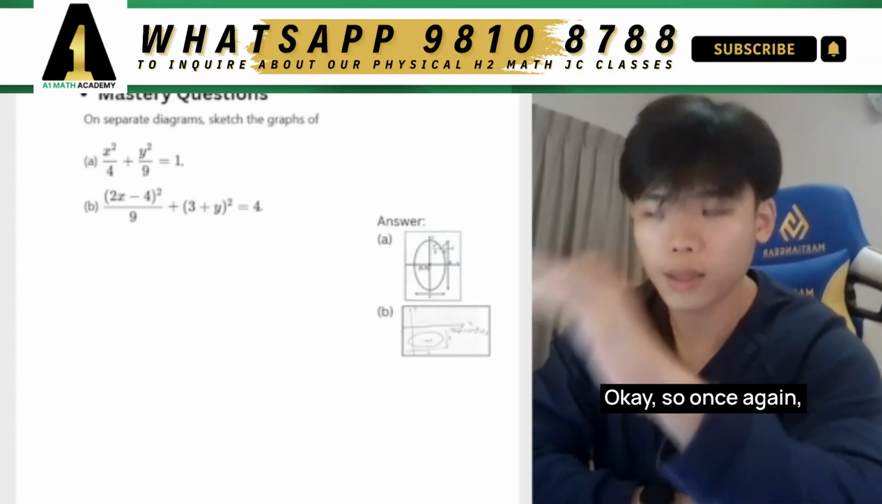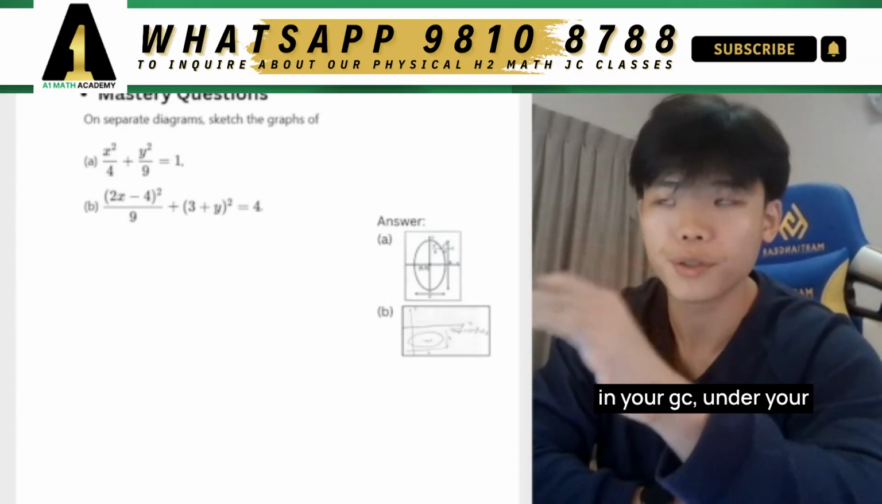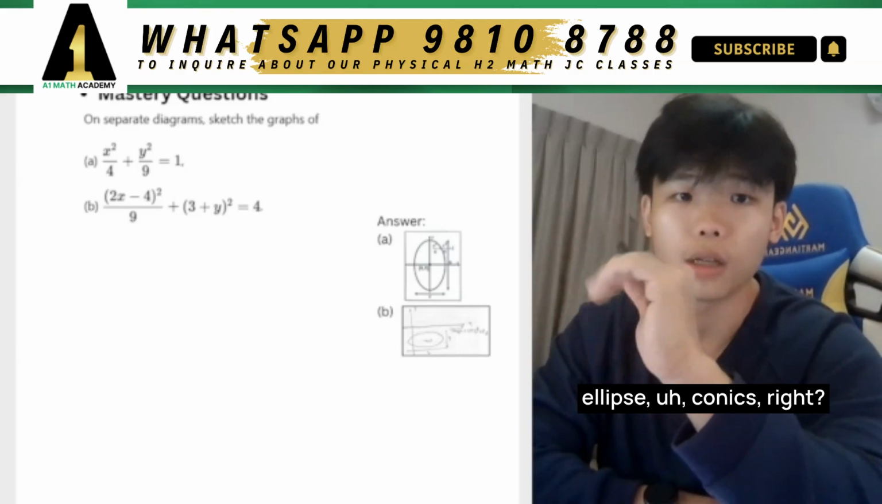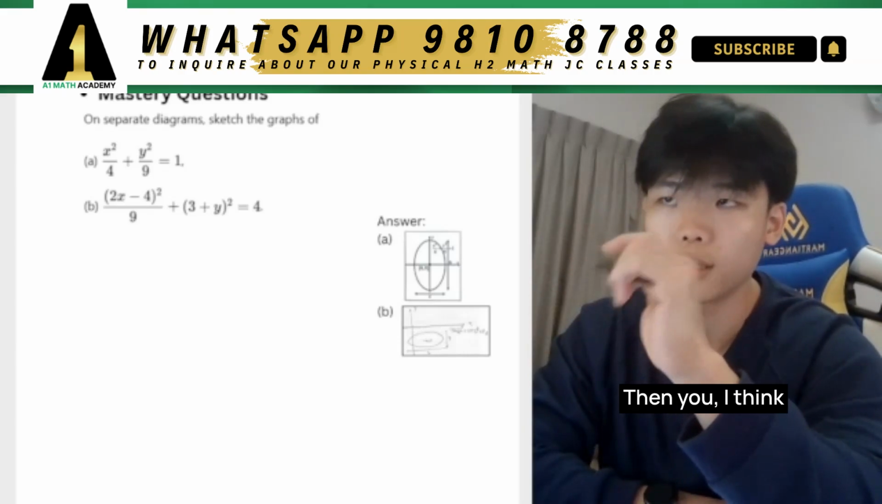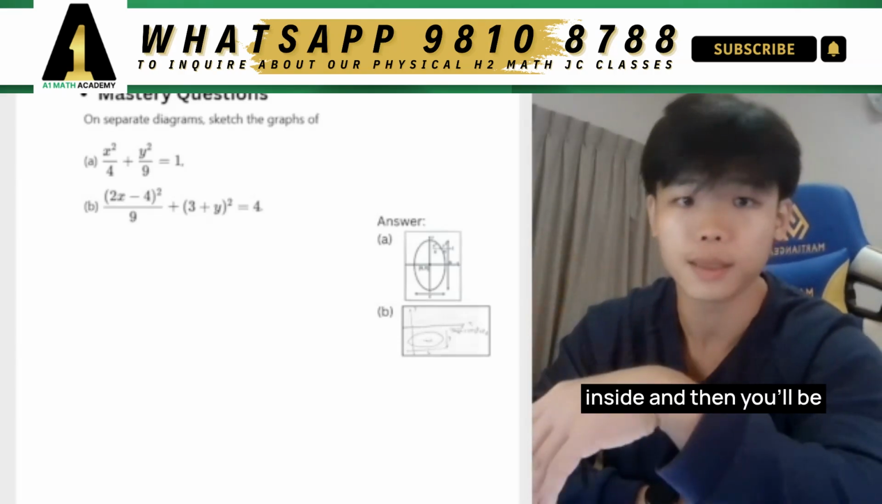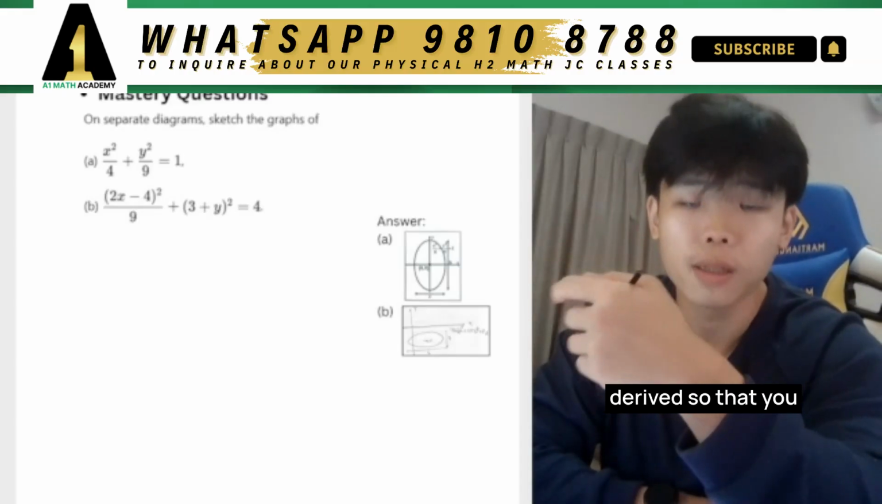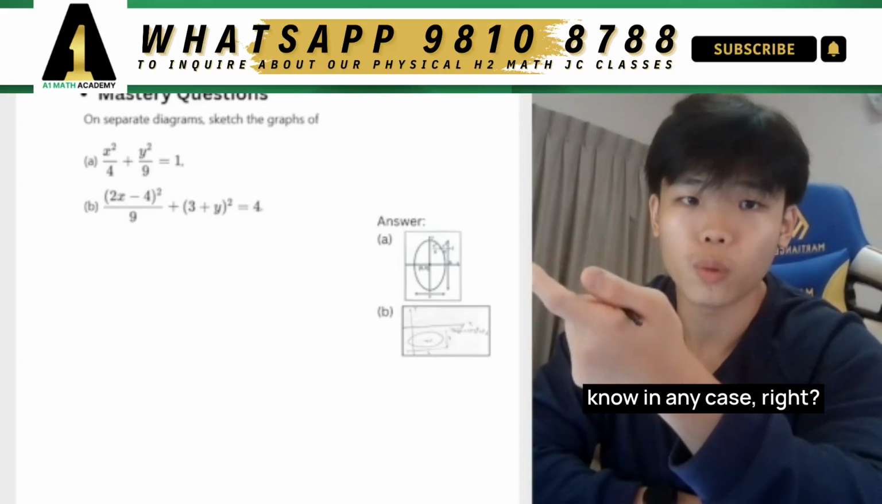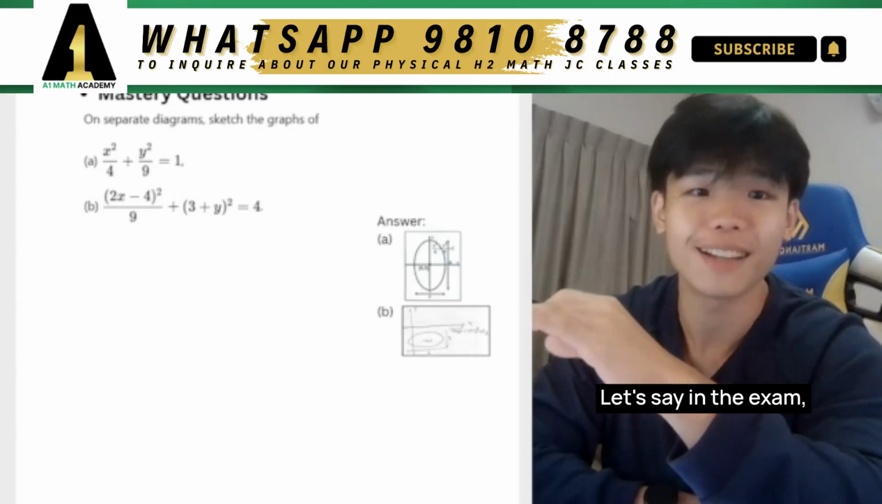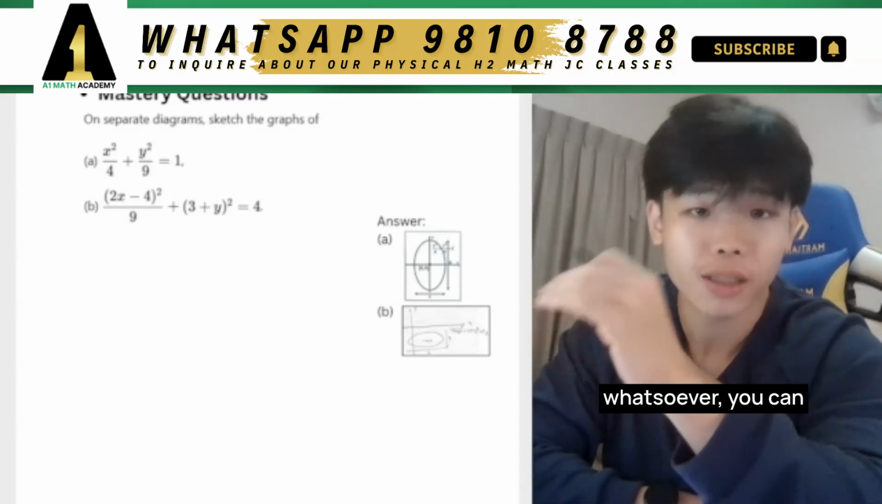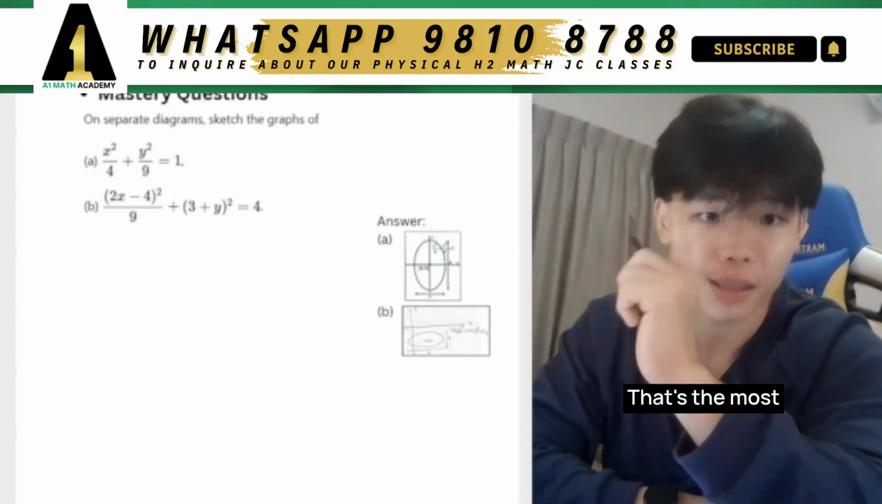Okay, so once again, everything can be done in your GC under your ellipse. Apps, then Conics, then you key all your values inside and it'll be able to sketch for you. But again, I want to show you how it's being derived so that, let's say in the exam your GC has no battery whatsoever, you can still do the question. That's the most important thing.